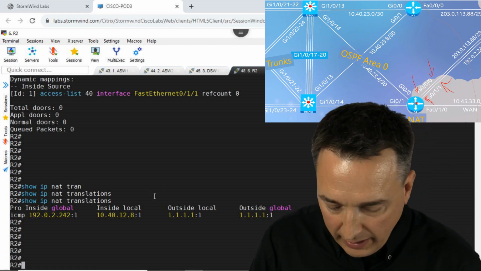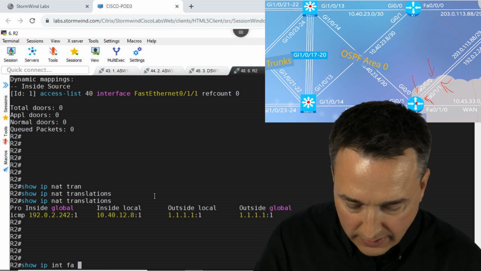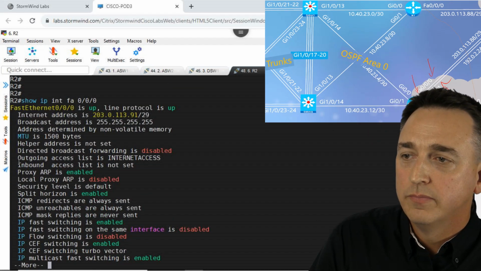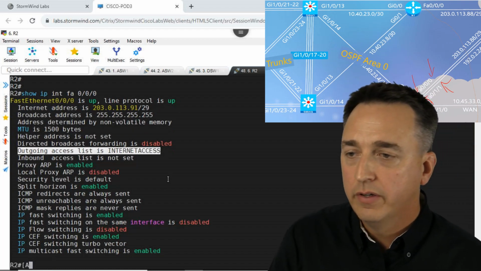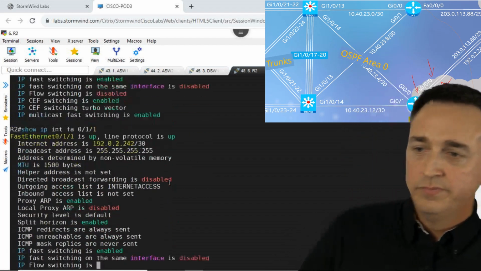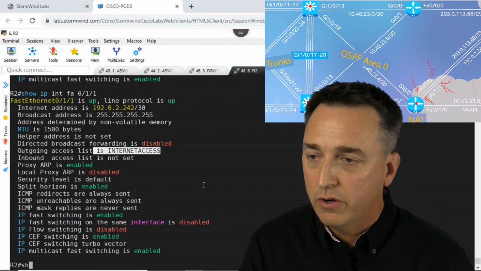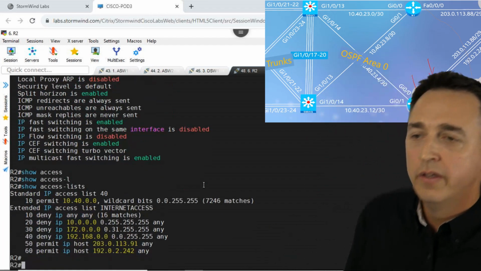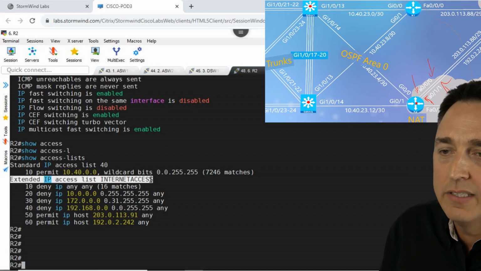So let's type in show IP interface fast Ethernet 0/0/0. We have an outgoing access list called internet access. Okay, let's check this one. All right, so let's check that out. Show access-list. So this is the one we want to look at. Are there any problems with this access list?